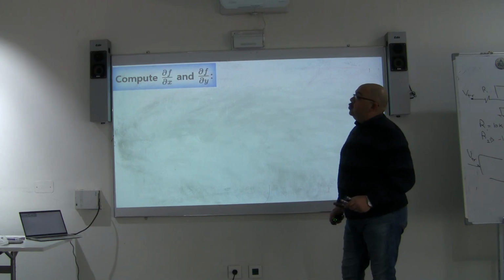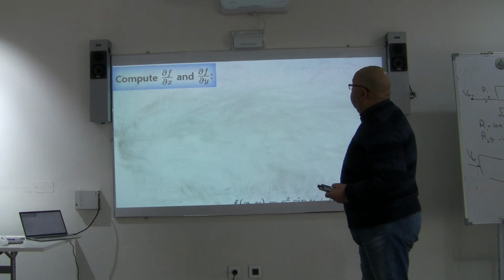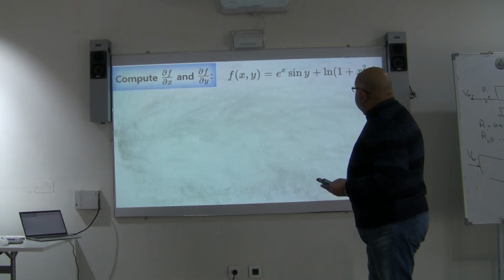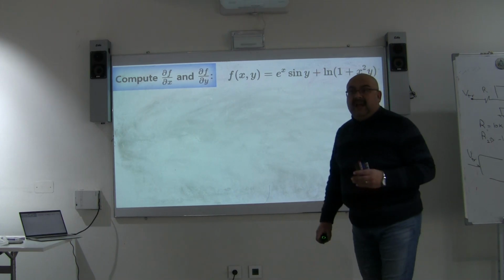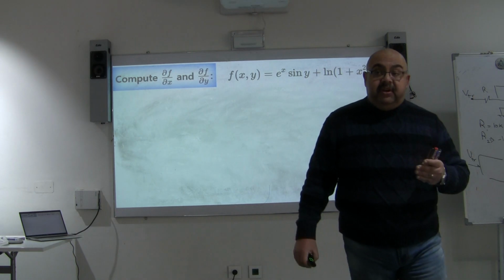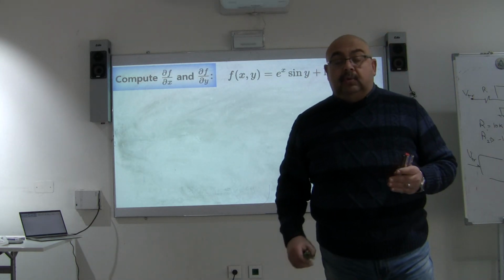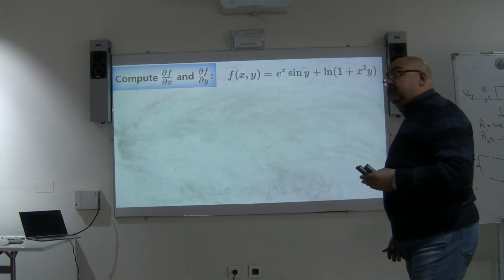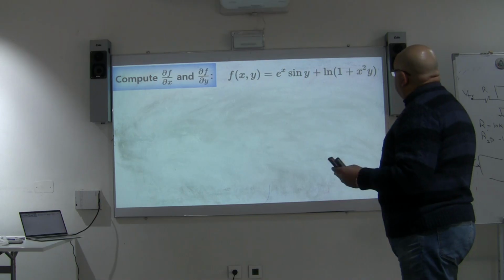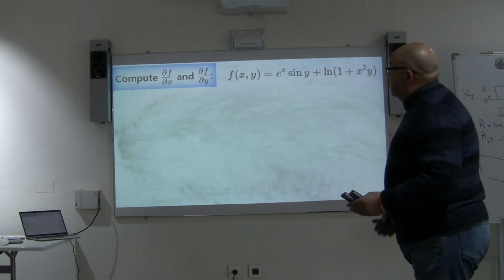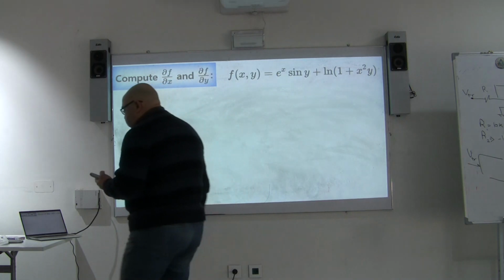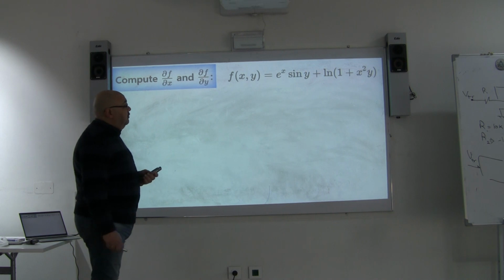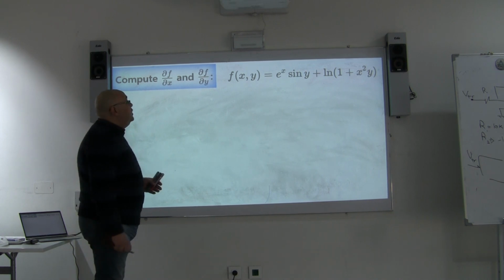Okay, here you are asked to compute partial f partial x and partial f partial y for the function given by e to the power of x times sine y plus ln(1 plus x squared y). As I told you, you will have to review the various types of functions in order to evaluate what's going to happen down the road. In this example you have trigonometric functions, an exponential, and also a logarithmic function. So let's get the first partial derivatives, and then the second and the next ones.